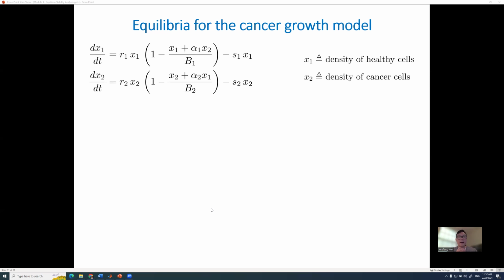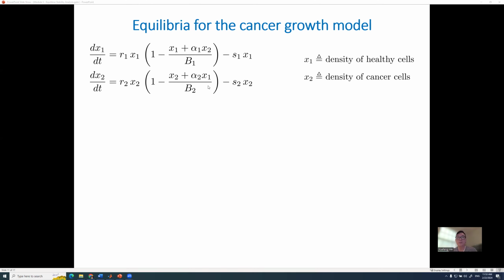Okay, so let's see how the growth model we developed in the last video can be used to describe the proliferation of cancer cells in a living host. So in this case, let's say X1 is the density of healthy cells, and X2 is the density of cancer cells. As you see here, the model retains the same structure as we had for the competition between E. coli and P. aeruginosa bacteria in a shared space.